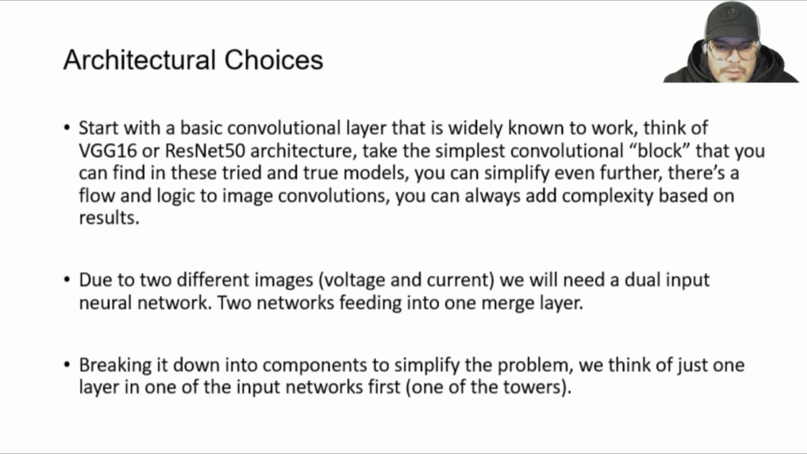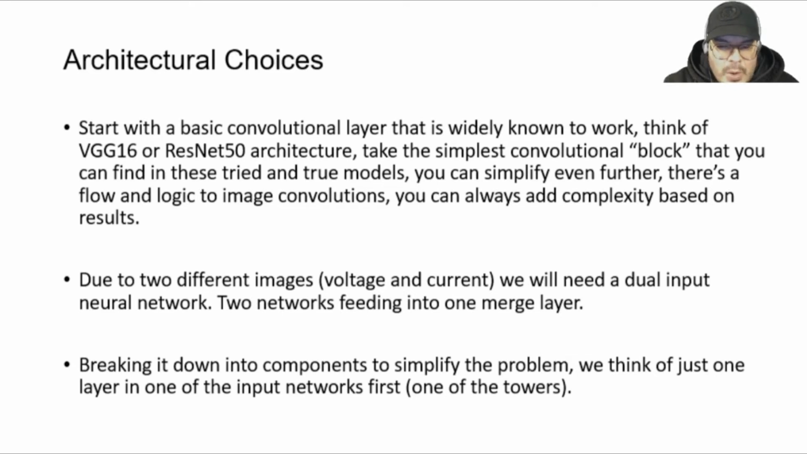So, due to 2 different image types, voltage and current, we're going to need a dual input network. So, my thought about the architecture was 2 networks feeding into one merge layer.